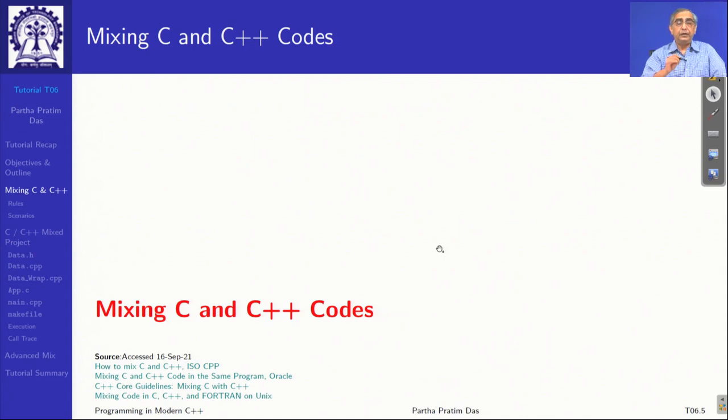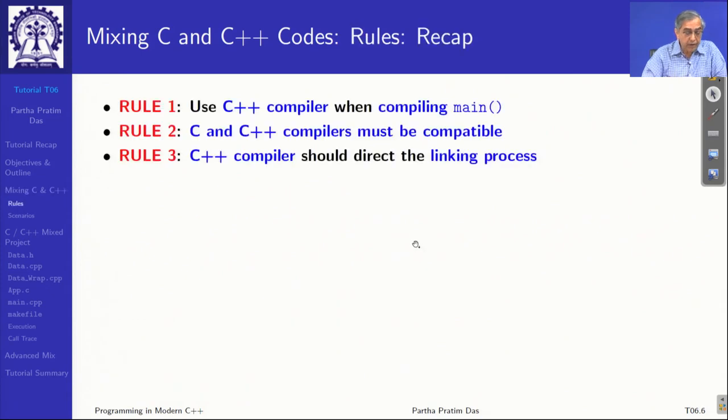Just a quick recap of the summary of rules and scenarios that we have learned so far. We have learned three rules. Rule 1 is to use the C++ compiler when compiling main. This is required because we need the C++ compiler to handle the static initialization process, for which, before main starts, there is a separate wrapper function from the system where the initialization code runs, which is not the case for C. So it is not right to compile main with a C compiler; we must compile it with a C++ compiler.